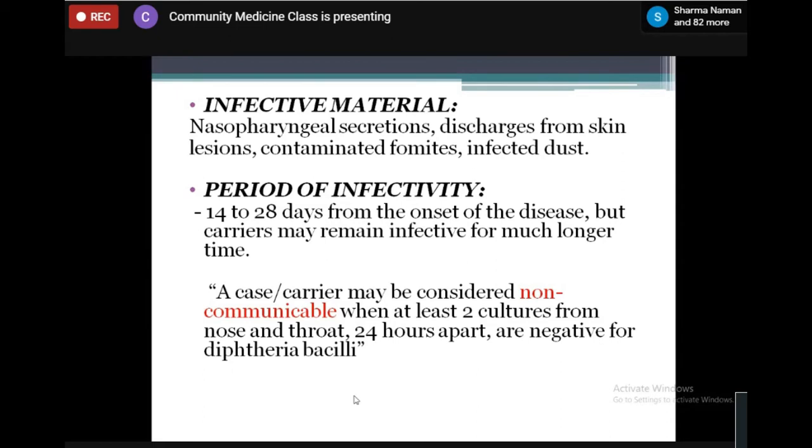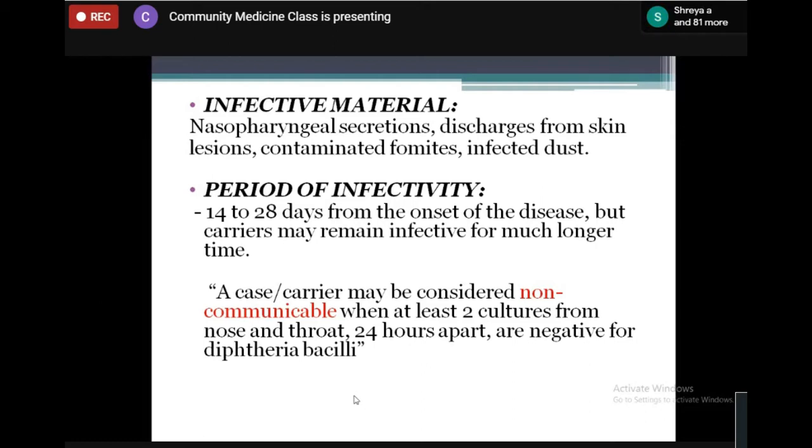Contaminated fomites. Fomites means objects used by the diseased person, like cups, linens, clothes, bed sheets, utensils, buckets. Water and food are not called fomites, but other objects which the patient uses and which are contaminated by their secretions are known as fomites. So if you touch those clothings, beddings, blankets used by the diseased person, and you don't wash your hands properly, and through that hand you touch your nose, then mouth, then you will be infected too.